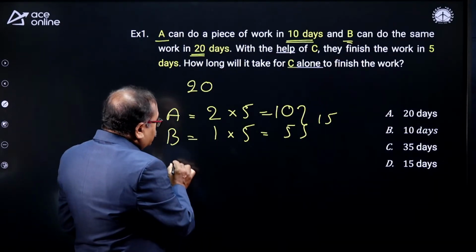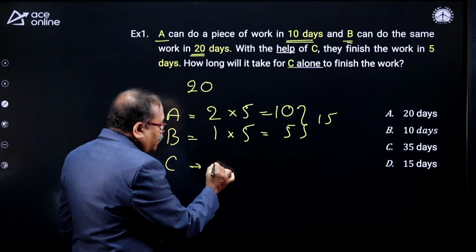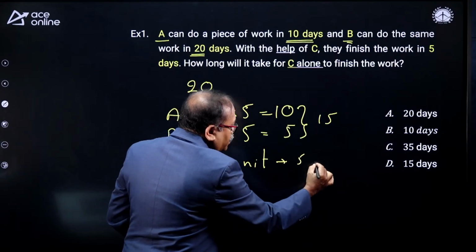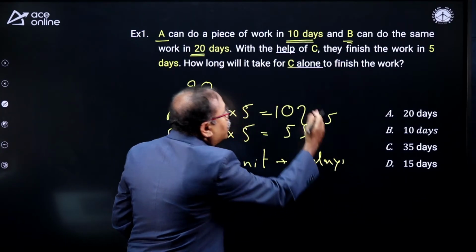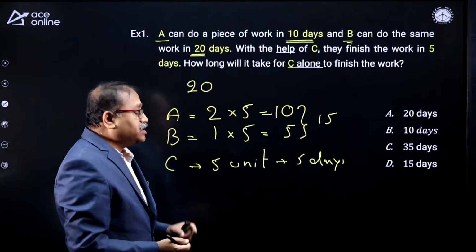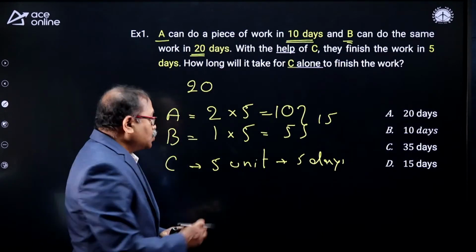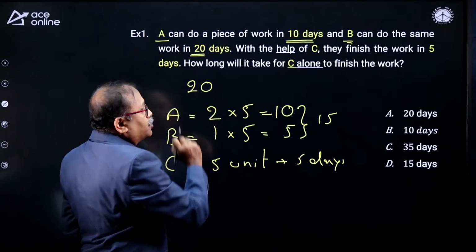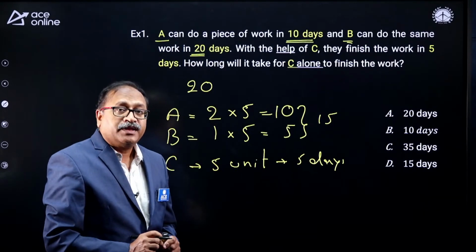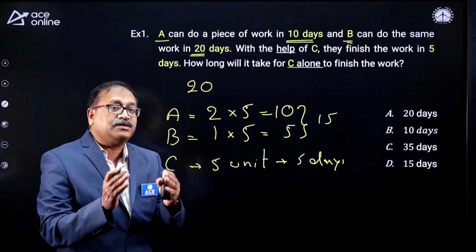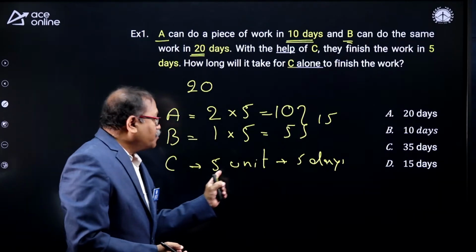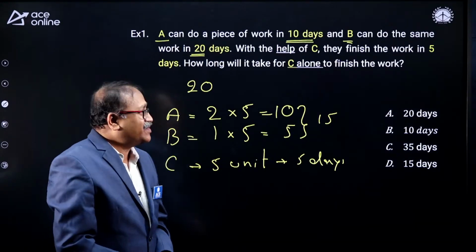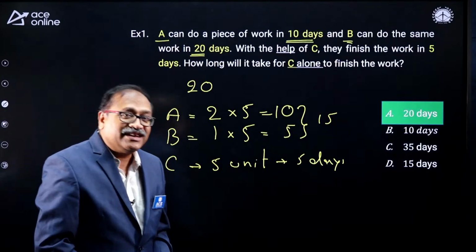Now, C completes 5 units in how many days? In 5 days, because they together completed the work in 5 days. That means C completes how many units per day? C completes 1 unit per day. So what is the total number of units? Total number of units is 20. So C will take how many days to complete these 20 units? As 1 unit takes 1 day, 20 units take 20 days. So my answer should be option A.